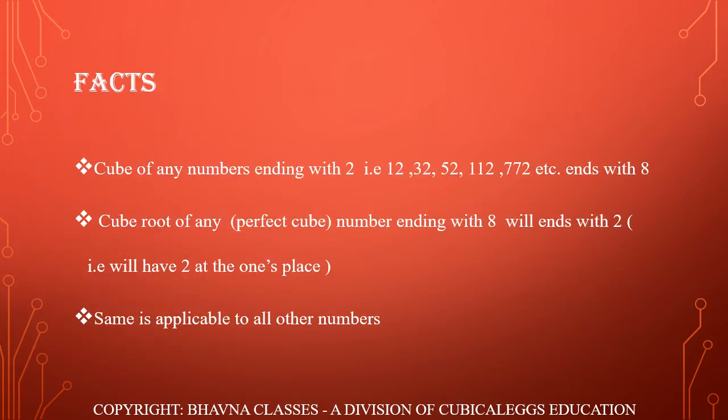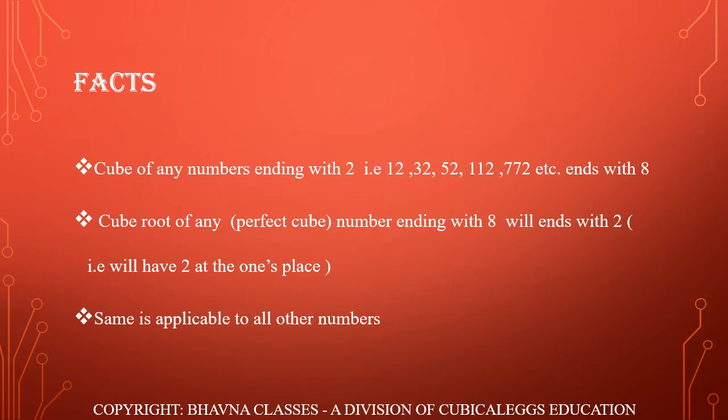Okay, so before doing any example, let us discuss the fact which is applicable to all the numbers from 1 to 10. I'm taking an example of 2 here. Suppose the cube of any number ending with 2, meaning 12, 32, 52, 112, 772, etc., will end with 8. That means the 8 will be at the ones place.